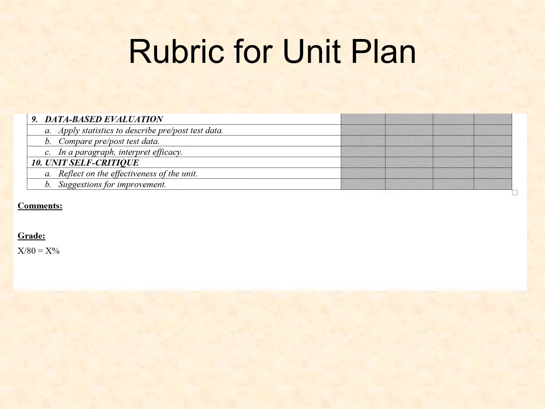Remember that the last 2 points of the rubric for the unit plan, numbers 9 and 10, we will not be considering for grading within this course. These areas will be considered when you're student teaching. Notice that grading is out of 80 possible points and not out of 100.